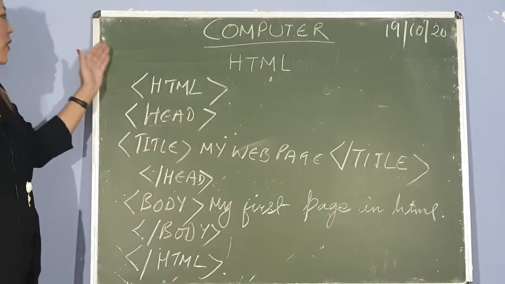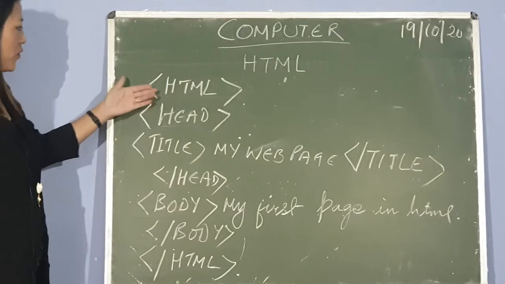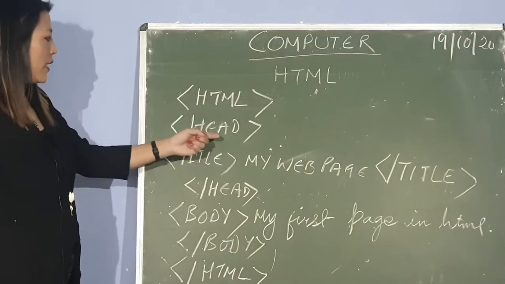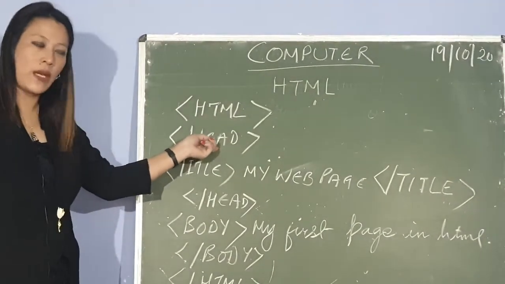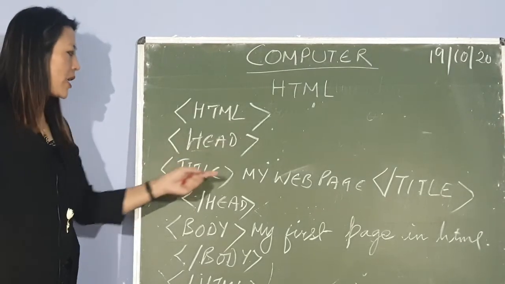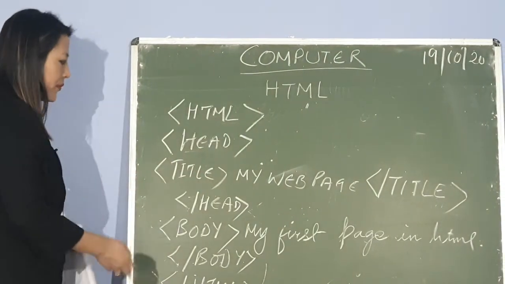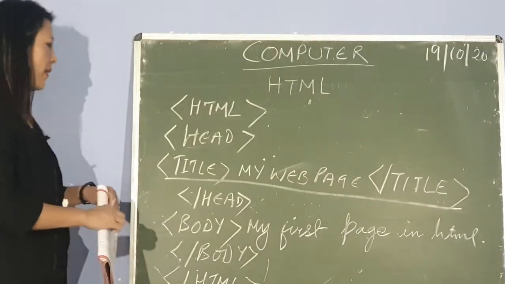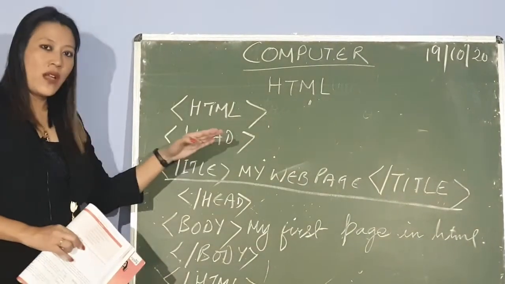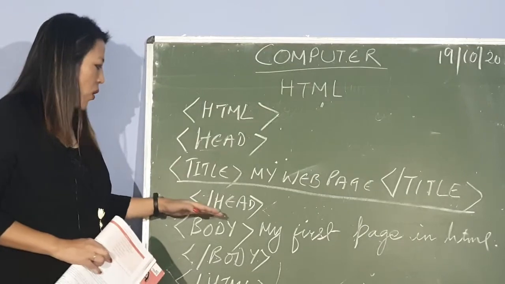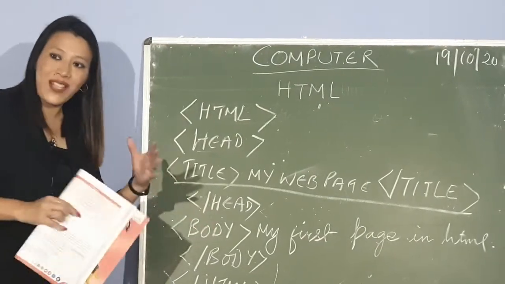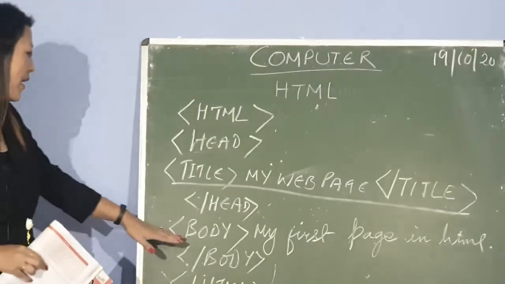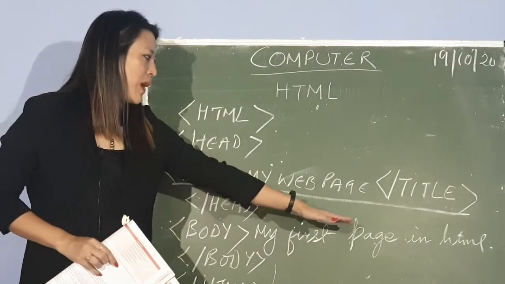So here whenever you are writing an HTML, first you have to open HTML, then you have to open head section, which is compulsory. Then in the head section I want to give a title. You may give, you may not give. Then in the title section, I just want to keep this much only. Then I will close head section. Then I wanted to write something in my body section. There I'll open body, my first page in HTML.